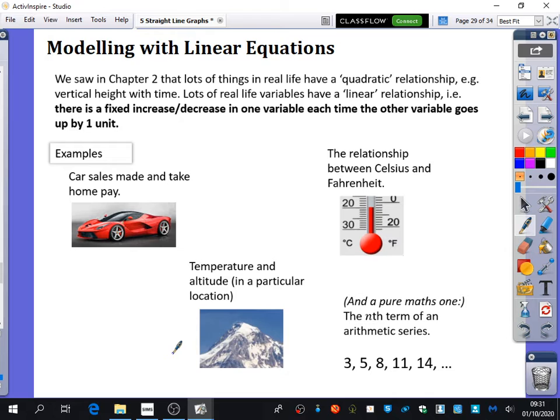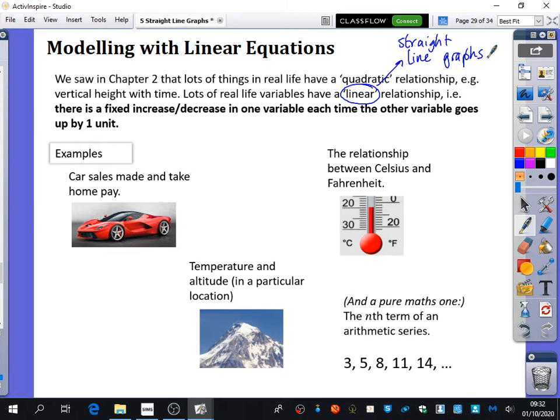So I've said here that in real life, lots of things have a quadratic relationship, for example vertical height with time. You may not have done this bit just yet in quadratics, but when you throw a ball across a field, the pathway it moves along is a quadratic kind of curve. But actually, a lot of real life variables have a linear relationship. This word linear relationship obviously means straight line graphs, which is the chapter that we're doing.